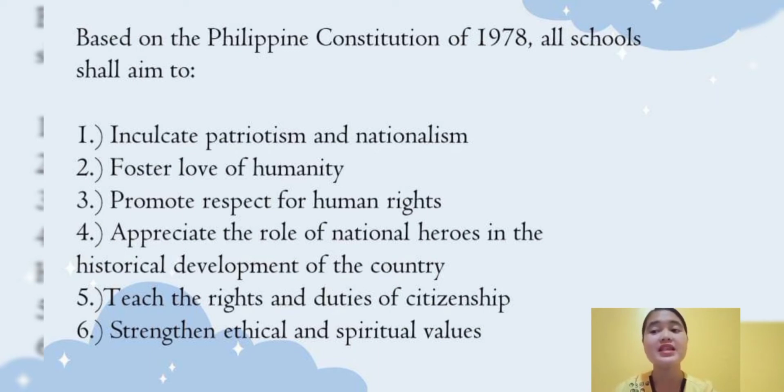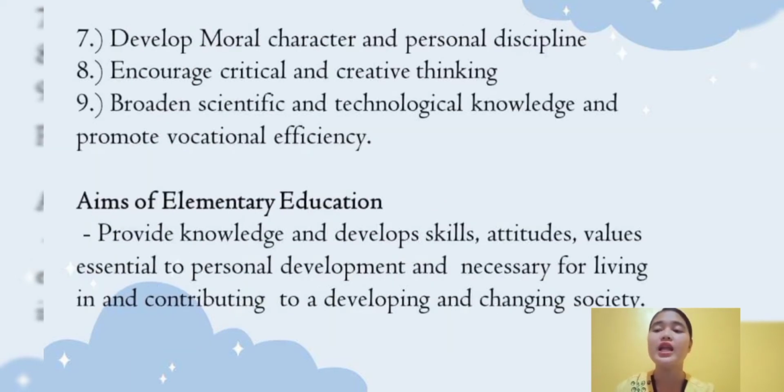So number 6 is strengthen ethical and spiritual values. So here, like mu-simba ta, wherein it shows faith and trust in God. Next, number 7, develop moral character and personal discipline. Number 8, encourage critical and creative thinking, wherein we practice thinking wisely or comprehensively in a certain situation or a lesson.